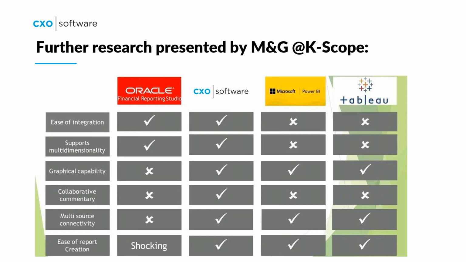underlying source systems, supports multidimensionality. You can see graphical capability or visualization, collecting of commentary. You can see the 3 solutions apart from CXO are very weak at collecting commentary, and so on. So that's independent research that's available.